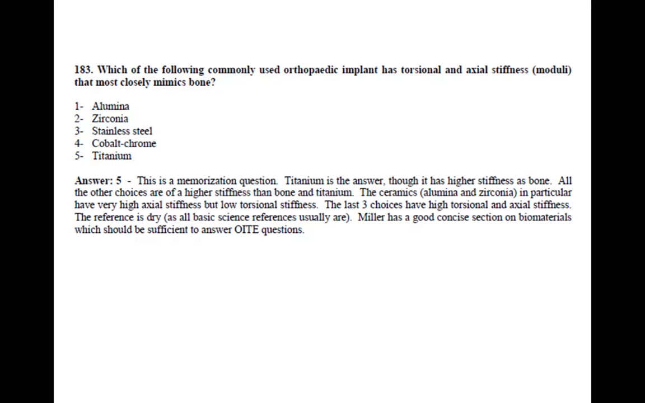Which of the commonly used orthopedic materials has torsional and axial stiffness moduli that most closely mimics bone? Alumina, zirconia, stainless steel, cobalt chrome, and titanium. Titanium, which makes it especially useful for use in femoral stems, a situation in which you want to avoid stress shielding and you want high osseointegration.